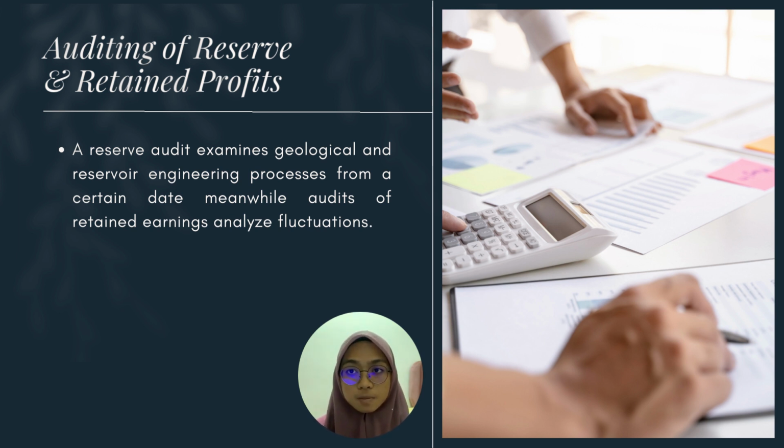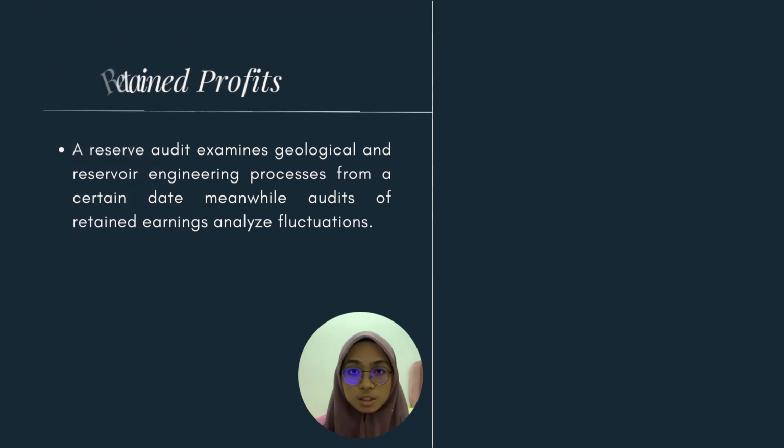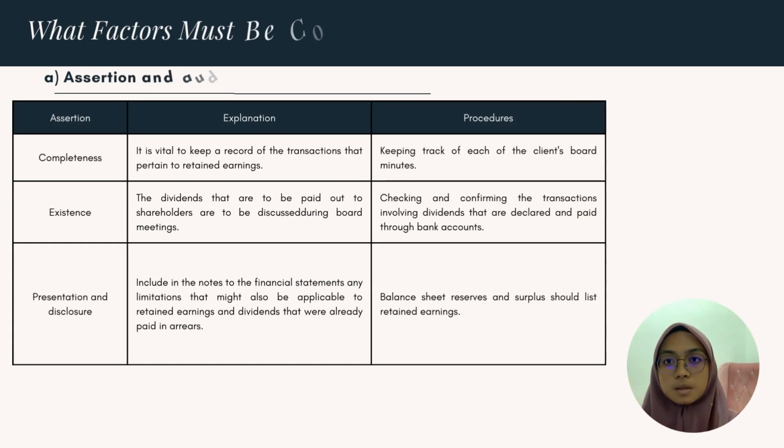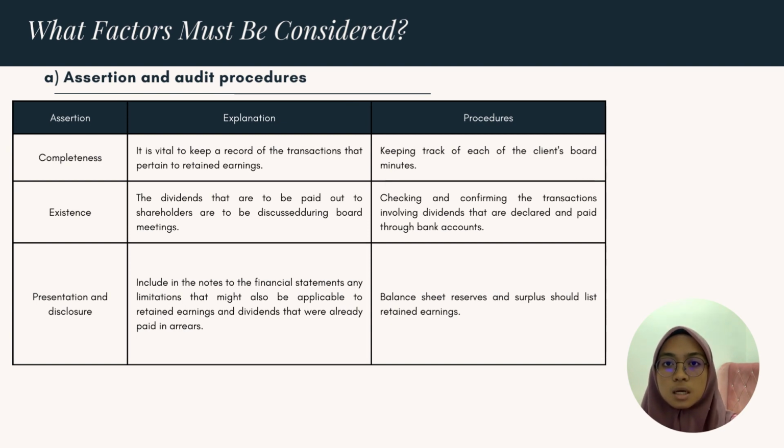A reserve audit examines geological and reservoir engineering processes from a certain date. Meanwhile, audit of retained earnings analyzes fluctuation. There are 4 factors that must be considered to audit retained earnings. Firstly, assertion and audit procedure.